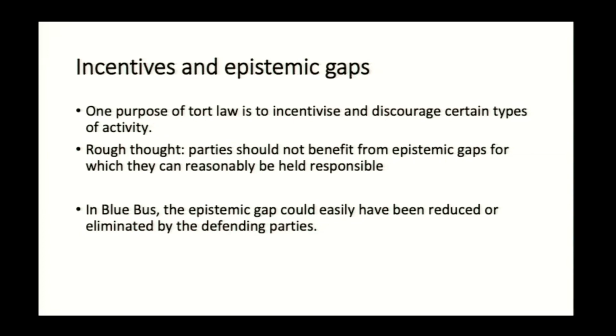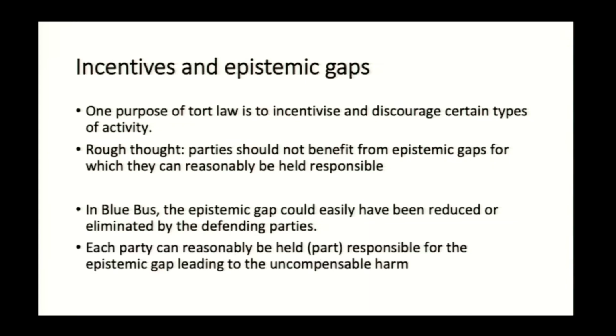So, for example, GPS tracking equipment is so cheap and so ubiquitous that you might think you can reasonably hold the parties responsible for not having it, because it's really common knowledge that they might be escaping liability in certain cases because they've chosen not to take a very simple action that would eliminate an epistemic gap. The epistemic gap causes uncompensable harm, and you might think it's entirely reasonable to expect economic actors to take steps to eliminate epistemic gaps in this way.